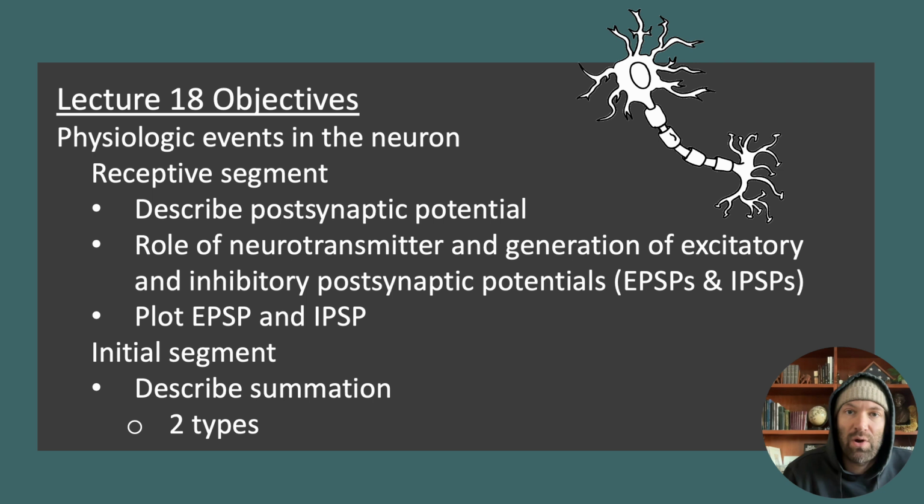All right, first thing we're going to do is back up a bit and revisit the functional anatomy of a neuron. So we're going to look at the different sections or segments of the neuron and look at the physiologic events associated with each of those segments. We're then going to focus on the receptive segment that receives signals. It's receptive. And then we're going to describe the postsynaptic potential. All right, here we go.